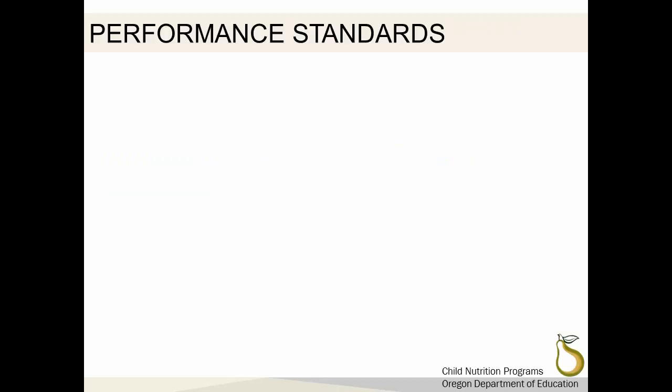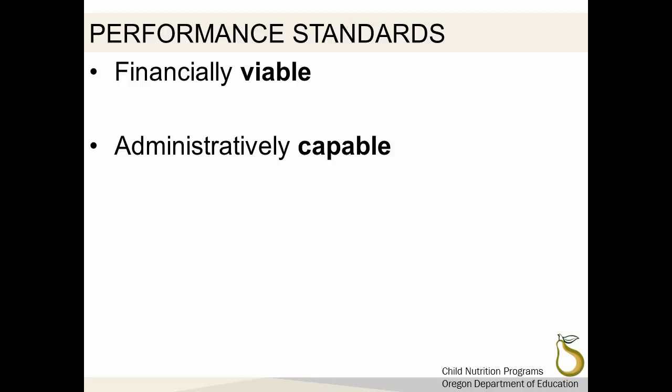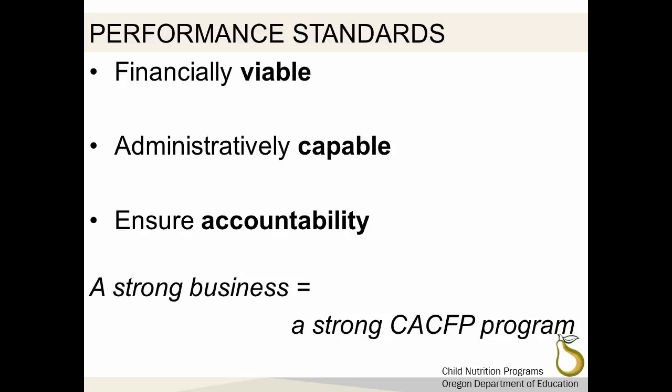Successful CACFP applicants and sponsors are those that already have strong business practices and internal controls built into the organization. When applying to become a sponsor of the CACFP, federal regulations require each institution to submit information to sufficiently document that the institution meets required performance standards of financially viable, administratively capable of operating the program according to regulation, and has internal controls to ensure accountability. A strong business with developed policies and procedures and strong internal controls helps the sponsor have a strong CACFP program. This information is also reviewed during annual updates and renewals.